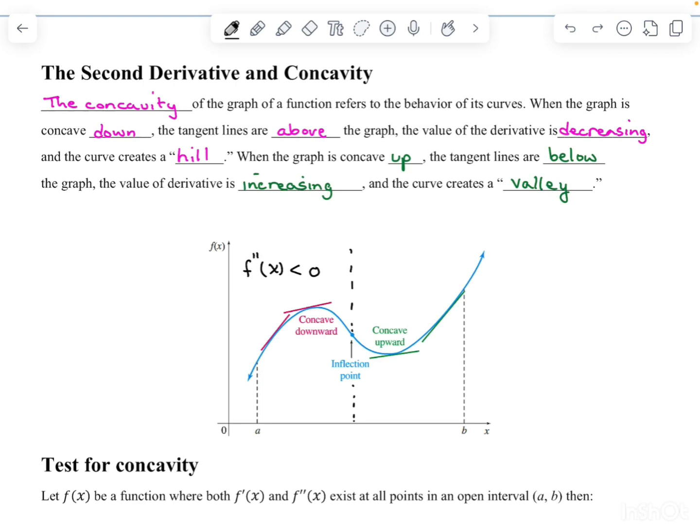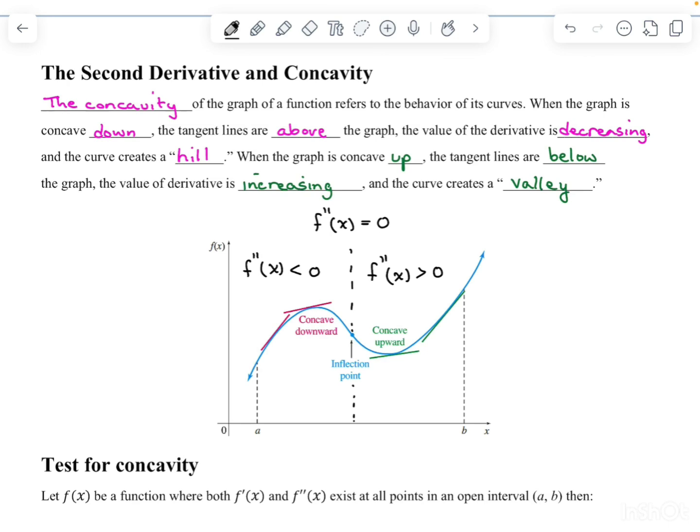If you look at the interval to the right of the dotted line, the graph is concave up. This means the value of the derivative is increasing, so the second derivative is positive. Now we have an interval where the second derivative is negative and an interval where the second derivative is positive. I drew the dotted line through what's called an inflection point. And at an inflection point, the second derivative is equal to 0.